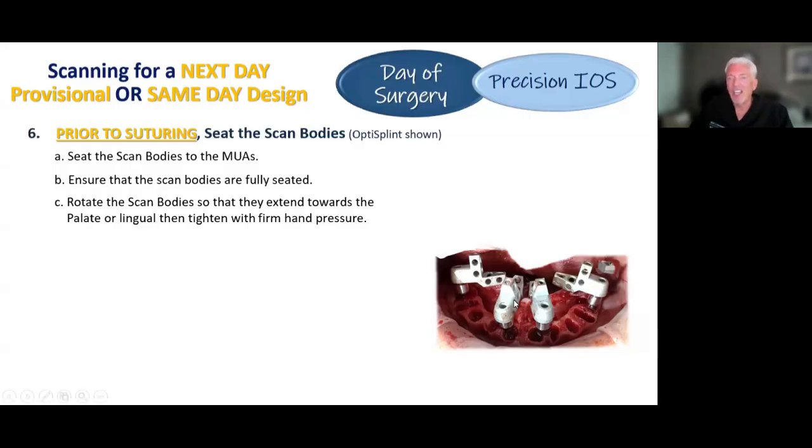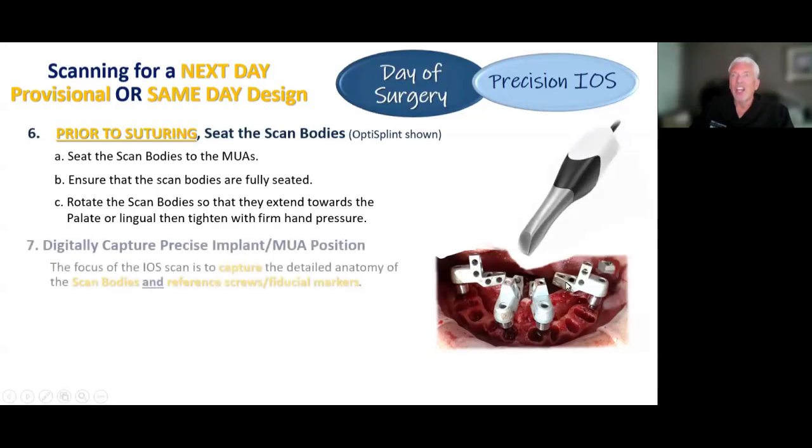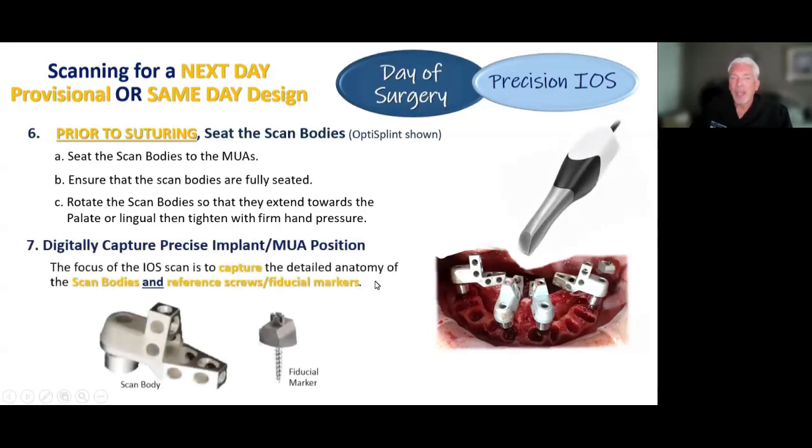You can see, make sure everything's seated, and then scan these MUAs. And when you do this scan, you want to make sure that you're capturing the key components of the scan body for this particular system. This is the key part, where that geometry is what the software is looking to capture. These are retention areas where you're going to see the mesh, a framework that can be put on and luted together. But what you're trying to capture in the scan is this portion of that scan body.